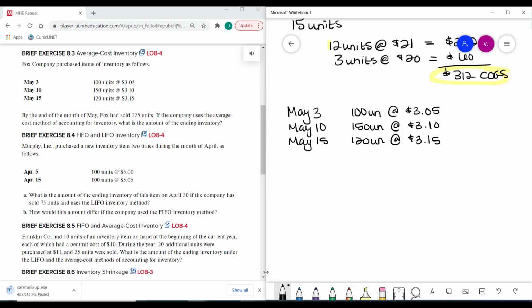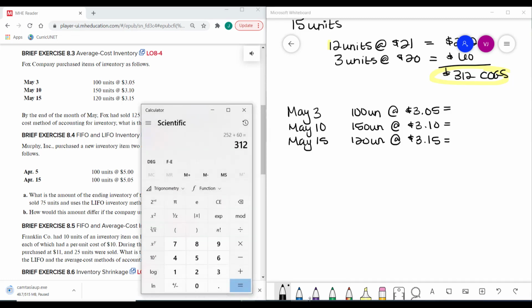Okay, so with the average cost method, you first want to figure out what the total cost is of your inventory. So the May 3rd, that's 305. May 10th, do 150 times 3.10, that's 465. And then 120 times 3.15, so that's 378. We'll add all of that together.